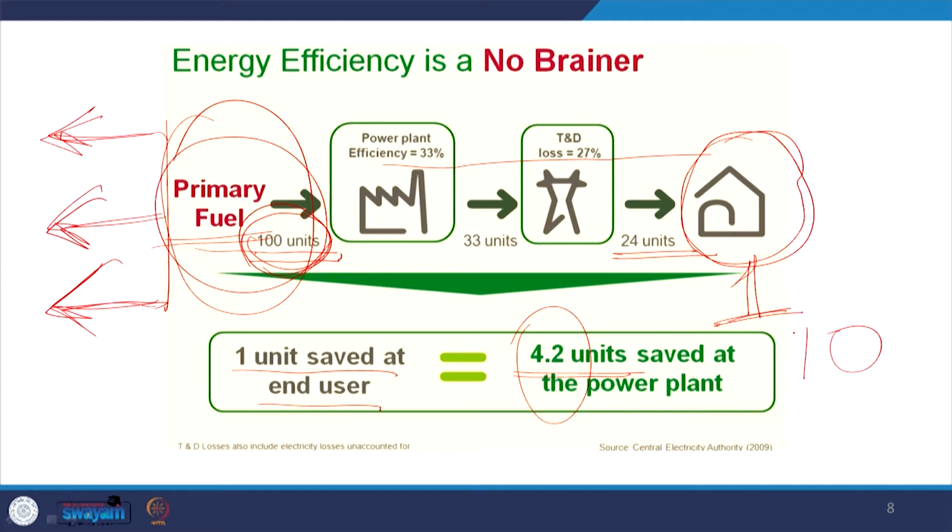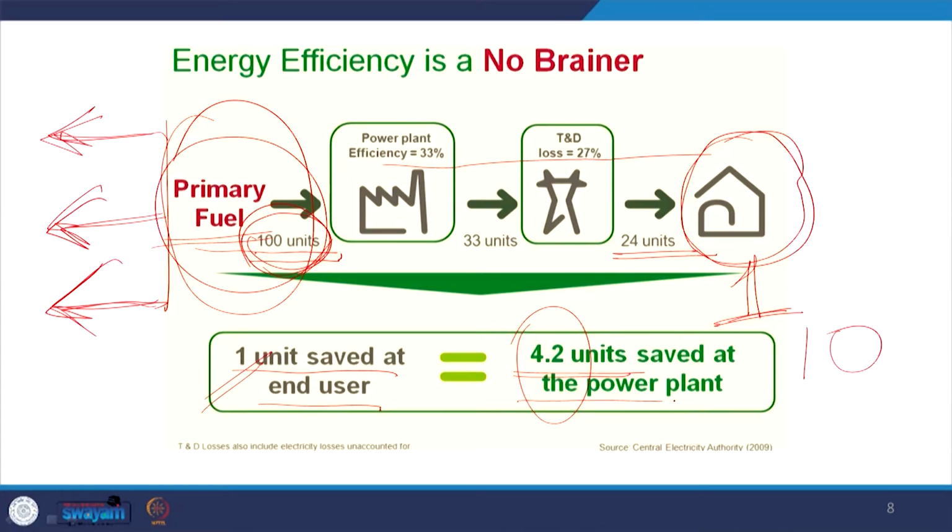So, while we are talking about adding a lot of energy sources, we should ideally simultaneously be talking about energy conservation and energy efficiency at the demand side, where for each unit saved, we are talking about at least 5 units saved at the power plant end. Hence, a very simple proposition. And also, the investment which is required to manage the demand side is much lesser than to add more supply to the supply side. It is a low-hanging fruit.